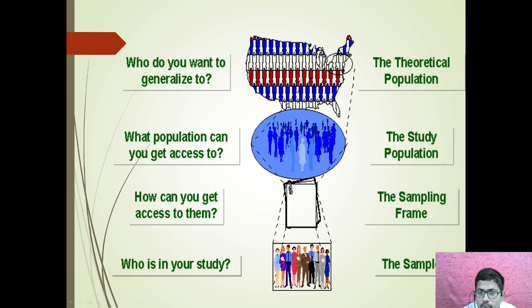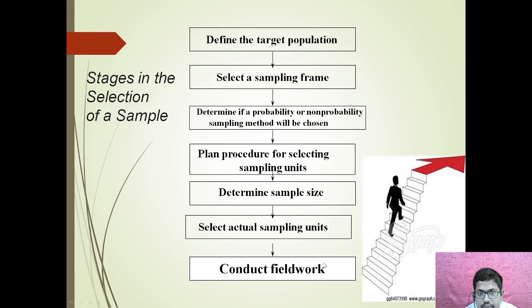The theoretical population means what result we are going for. If we are going for crop studies, this is theoretical crop information. It is worldwide overall, then state wise and district wise, and in the district, who are the farmers that we are going to study.